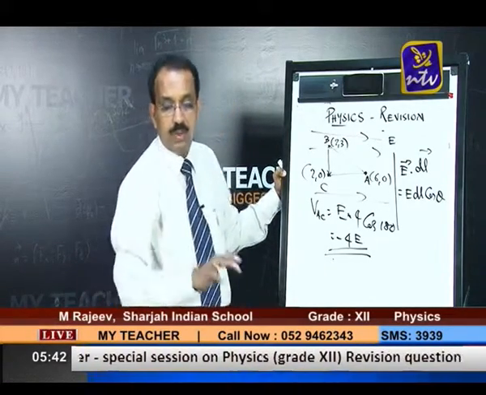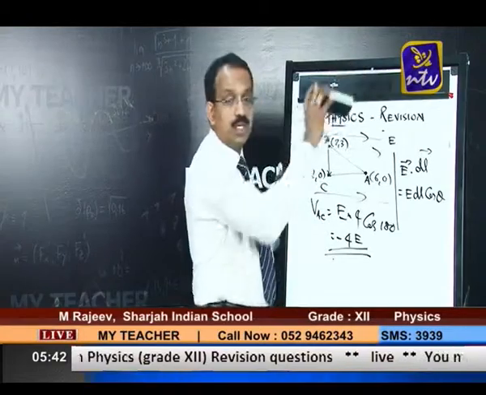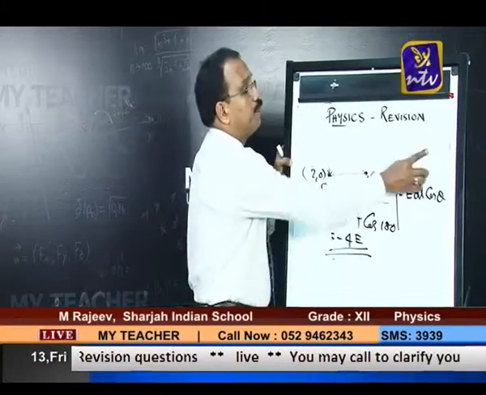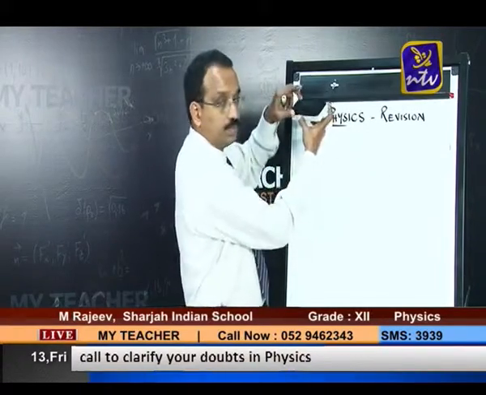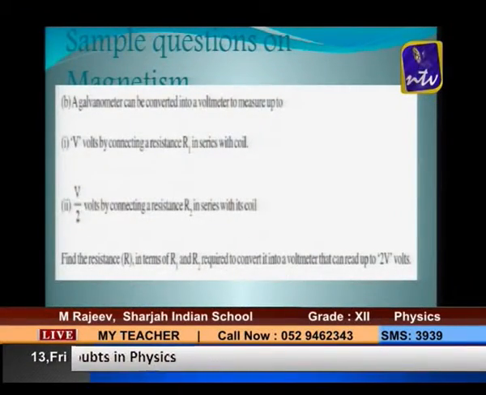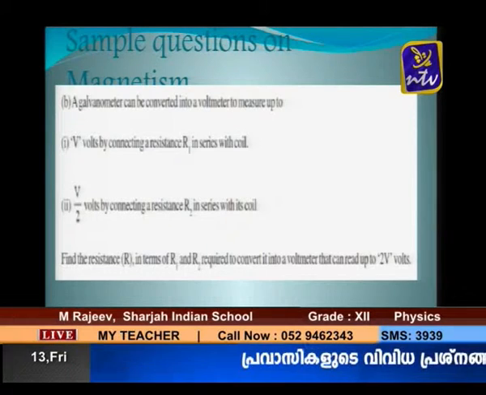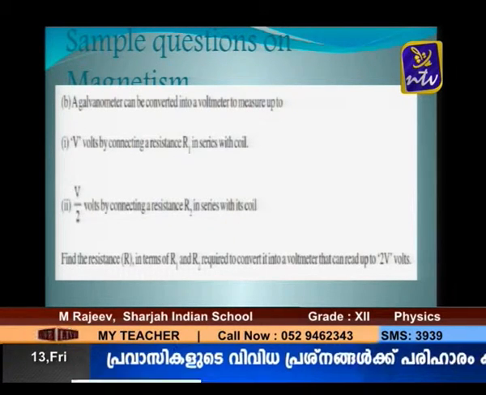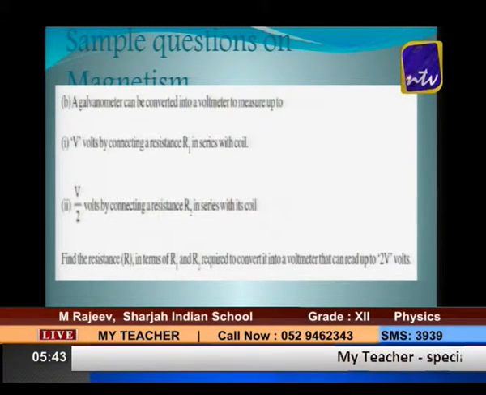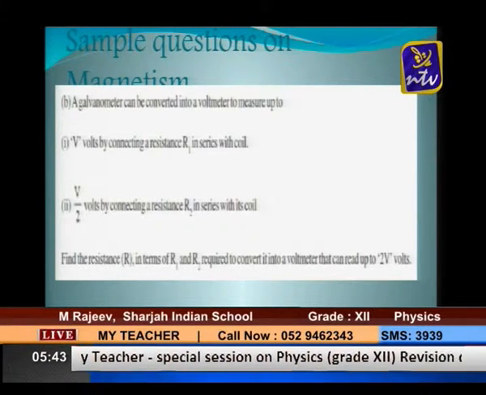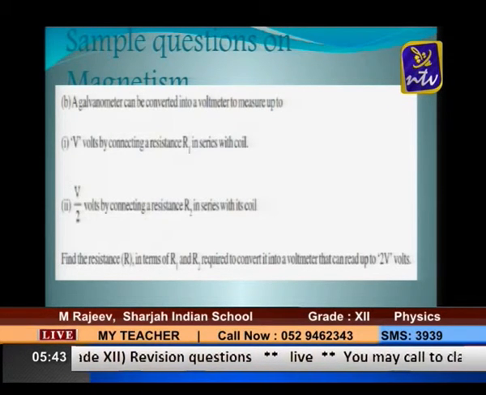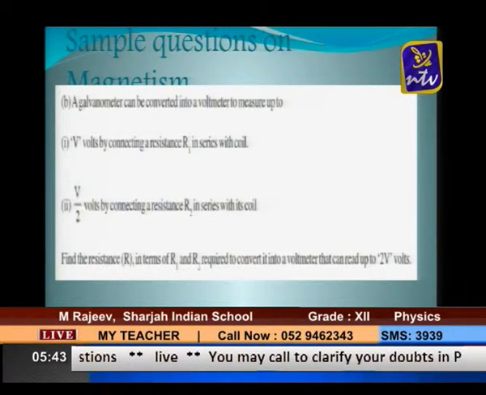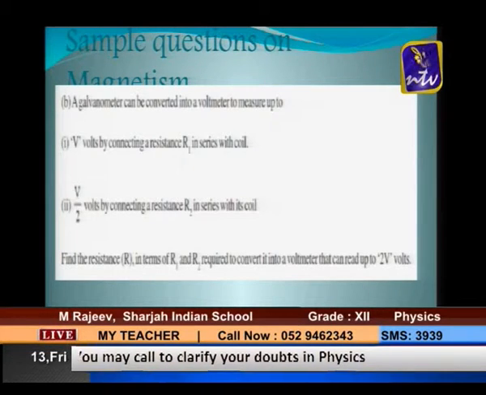Now you see the next question. The next question I am giving you is from the chapter magnetism. Look at the question. A galvanometer can be converted into a voltmeter to measure up to V volts by connecting resistance R1 in series with the coil, and up to V by 2 volts by connecting resistance R2 in series with its coil. Find R in terms of R1 and R2 required to convert it into a voltmeter that can read up to 2V volts.